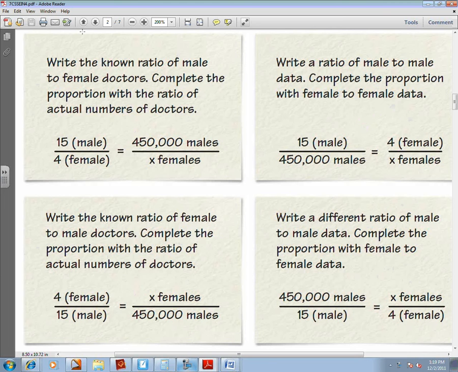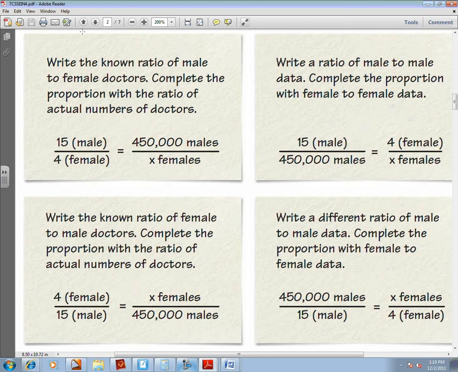So we could write our proportion in 4 different ways. We could write our proportion, as you see in the top left here, 15 males to 4 females. So that's the ratio, 15 to 4. And that would be the same thing as 450,000 males to some amount of females. And we'll use our proportion to get there. Now, our proportion is 2 ratios that are equal. So we're going to use these 2 ratios. So we could have the ratio of 450,000 to X amount of females and say that's the same thing as 15 to 4.